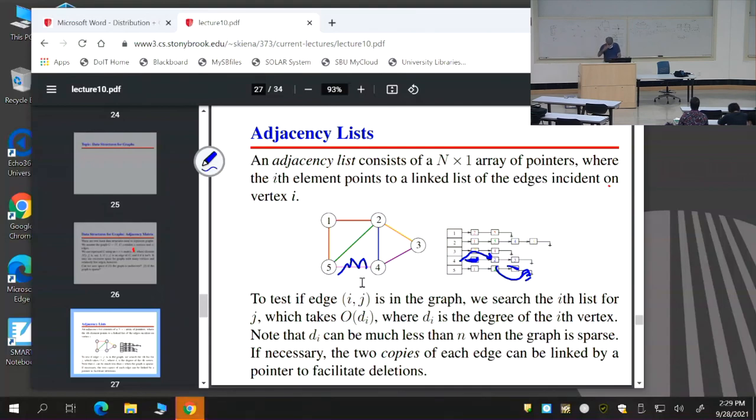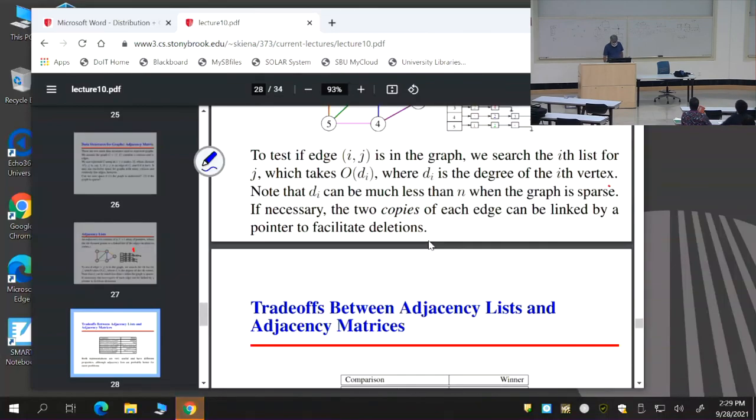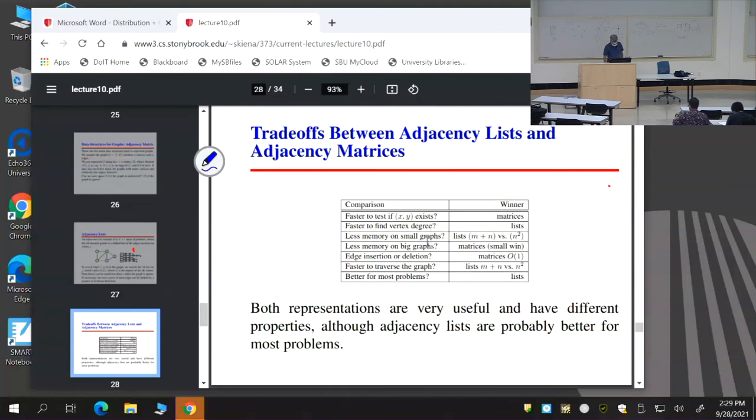Okay? So any questions about how adjacency lists work? You are, for the next homework, going to have to program a little bit on them. You really have to understand how adjacency lists work.